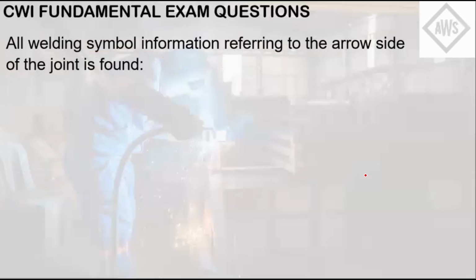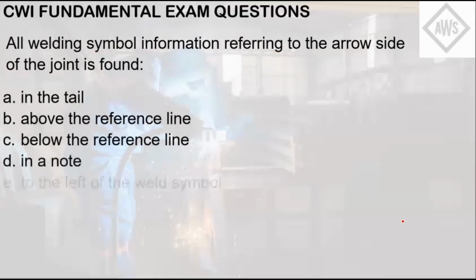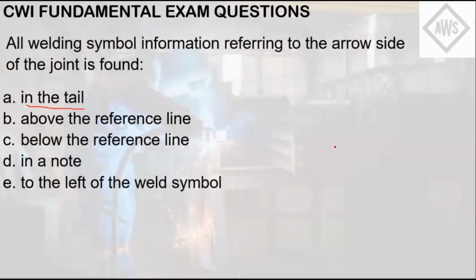All welding symbols information referring to the arrow side of the joint is found A in the tail, B above the reference line, C below the reference line, D in a note, E to the left of the weld symbol. So the tail denotes other welding information. So for letter A, the tail denotes other welding information such as process, electrode, procedure, even reference drawings you can put in the tail. Above the reference line is for the other side of the joint, not the arrow side. So notes can be done in the tail as well.